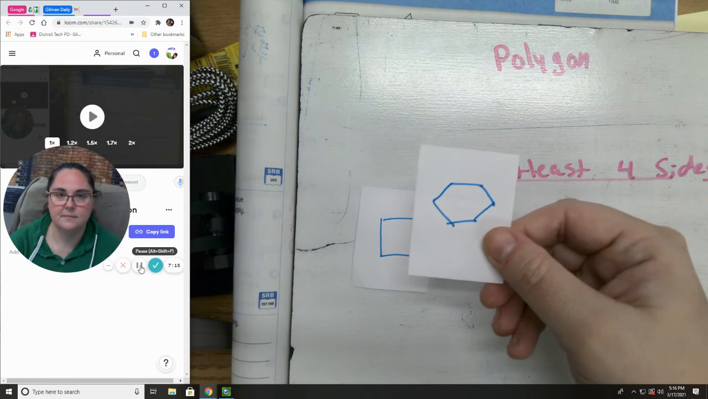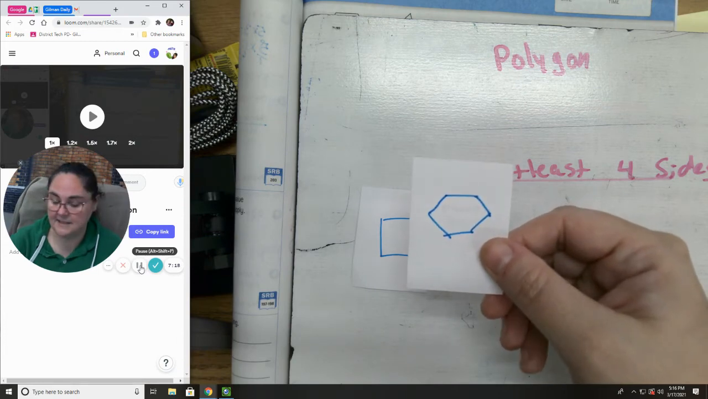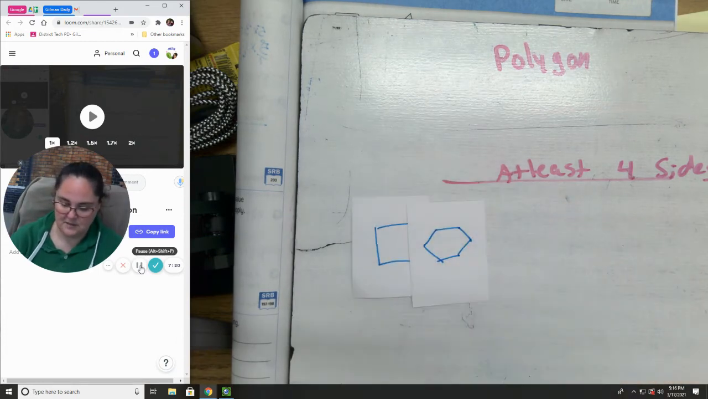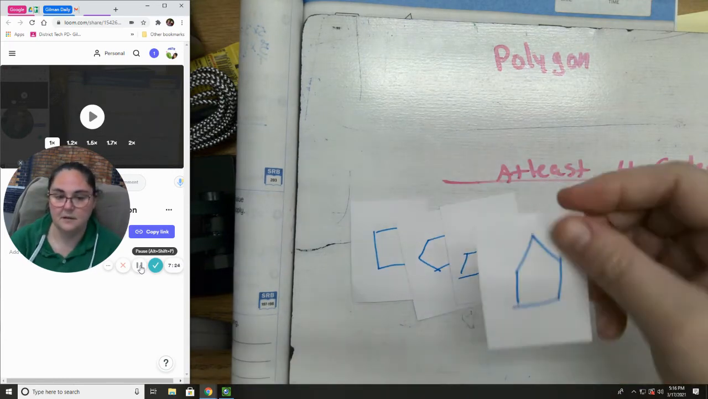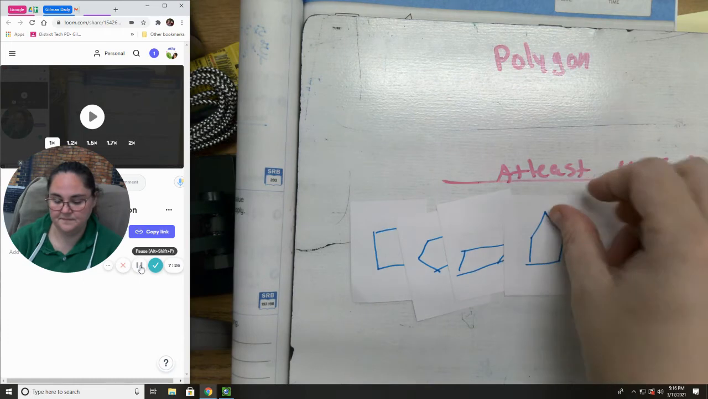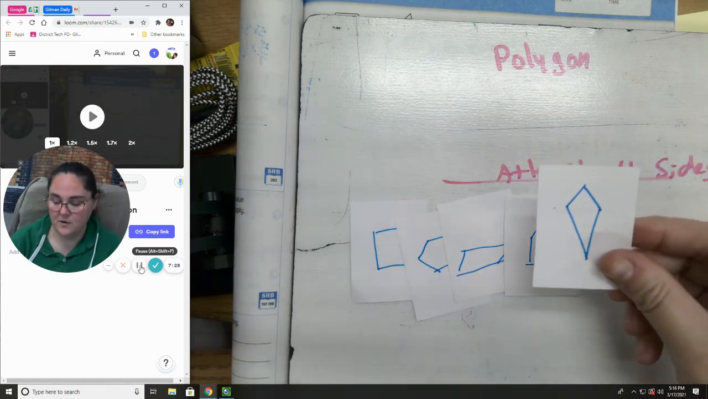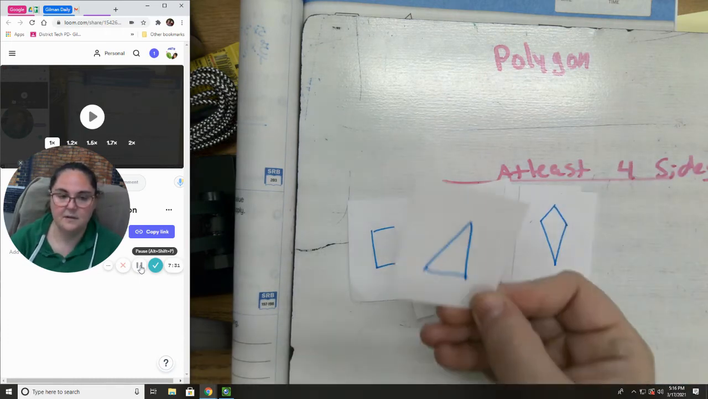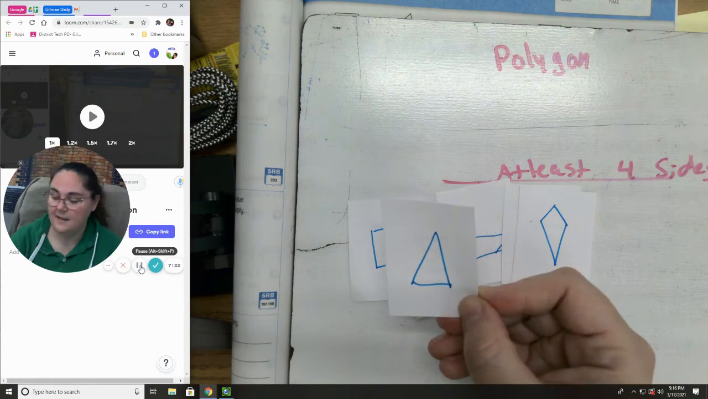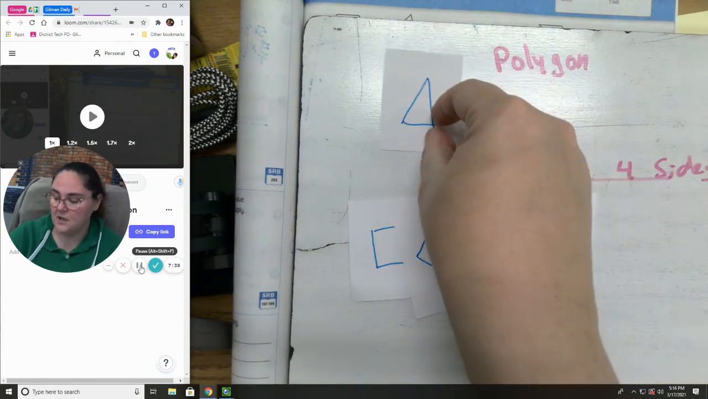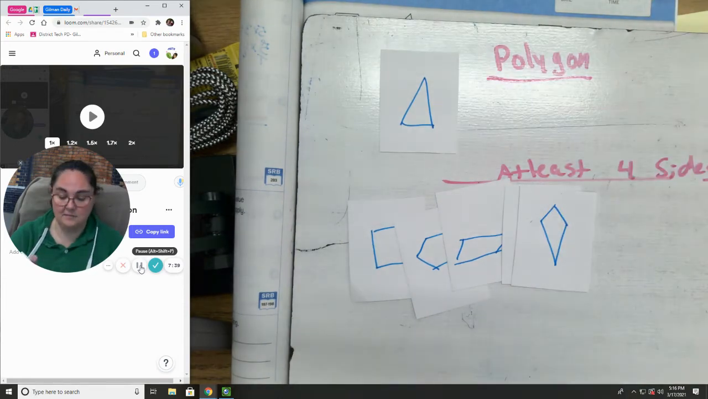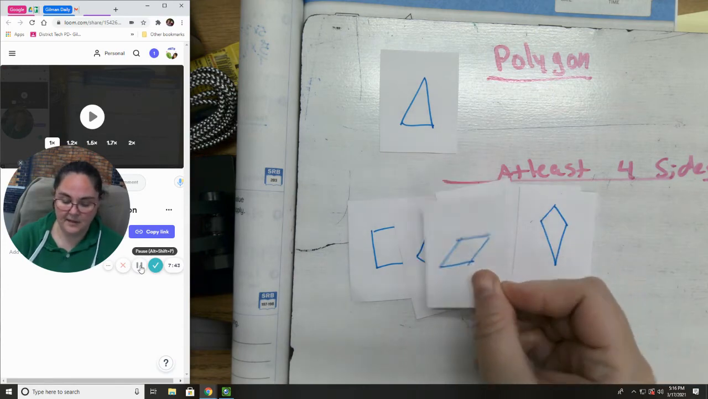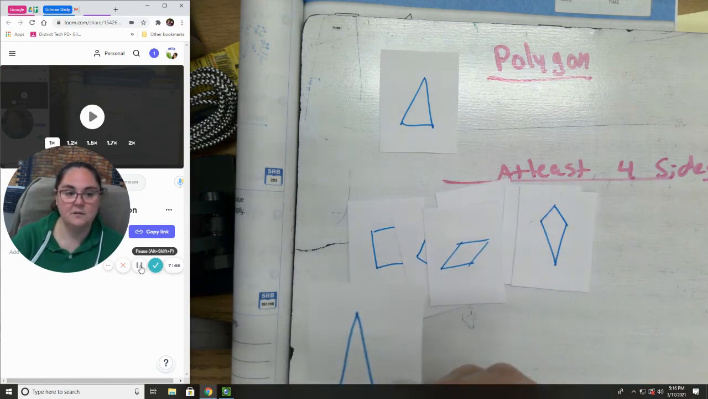All right. I see 6 sides. That's at least 4. Yep. 5 on that one. 4, yep. 3. That is not. That would go up here. So this shape in this hierarchy would be called a polygon, right? Another parallelogram. Oh, we got another triangle.